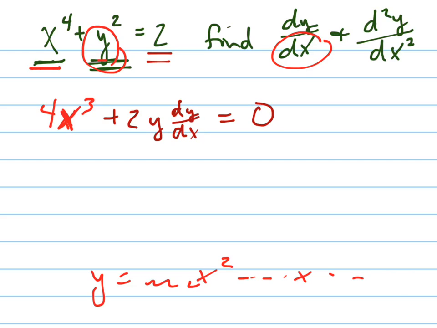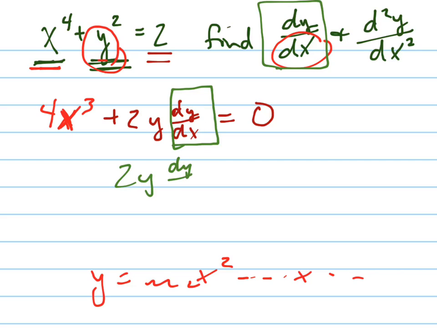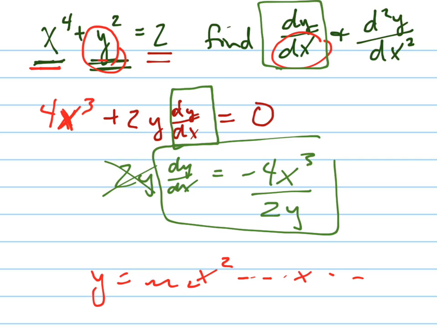So now you can see I have only one dy dx here, and I can solve for dy dx. But it won't be just in terms of x. It'll be in terms of y and x. To do that, this is just basic algebra. I'm subtracting 4x cubed, and now I'm dividing by 2y. So dy dx equals that.